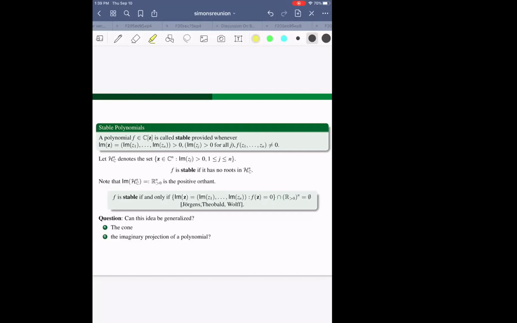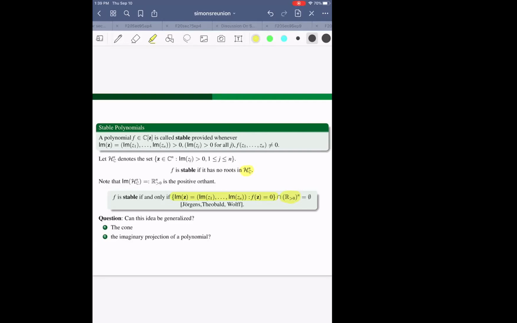Notion towards conic stability. So here, f with complex coefficients is stable if it has no roots in the upper half plane. So we can redefine this definition of stability, saying that f is stable if and only if this set has empty intersection with the positive orthant. Now, what is this set?